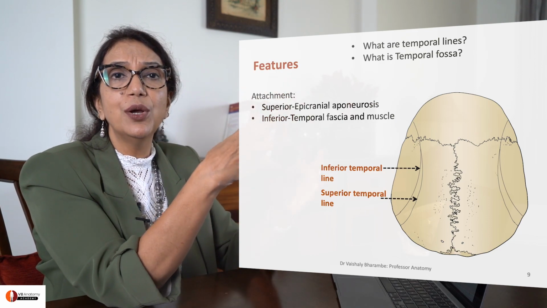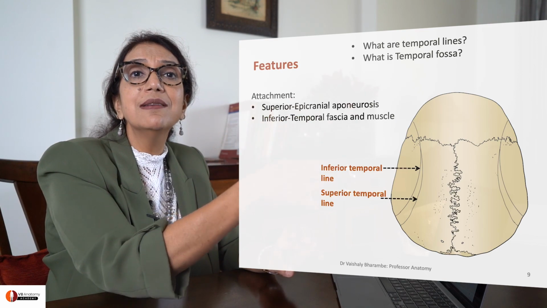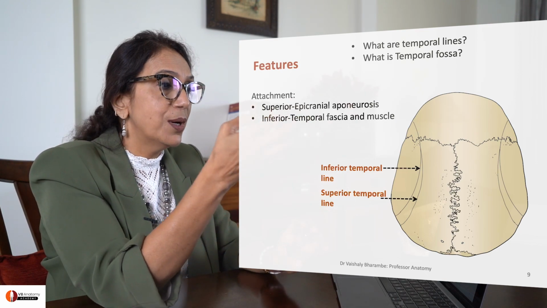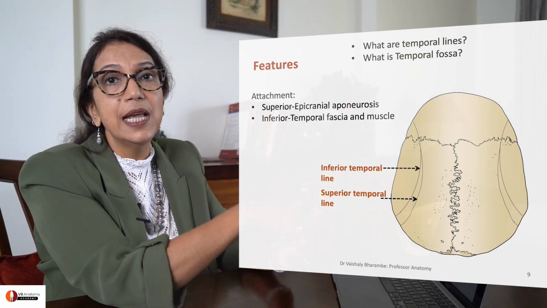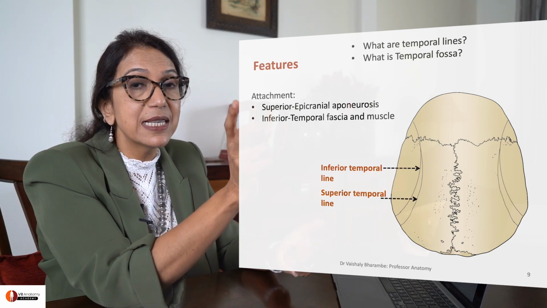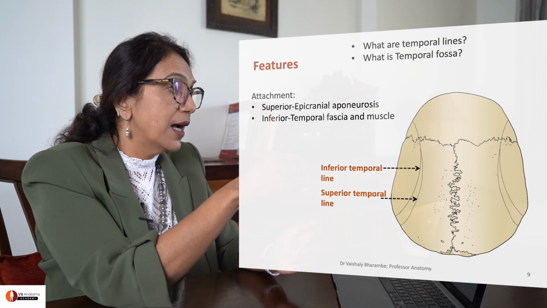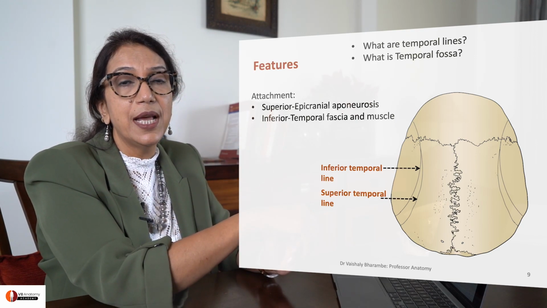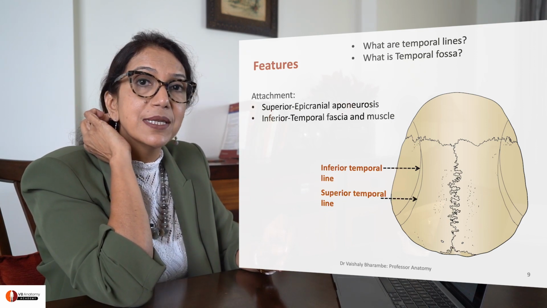Remember, on your skull, when you have any prominences or any lines formed, it's because something is attached to it. Attached to the superior temporal line is your epicranial aponeurosis. Have you read the scalp? Yes, then you know the epicranial aponeurosis. Attached to the inferior temporal line is the temporal fascia and the temporalis muscle.